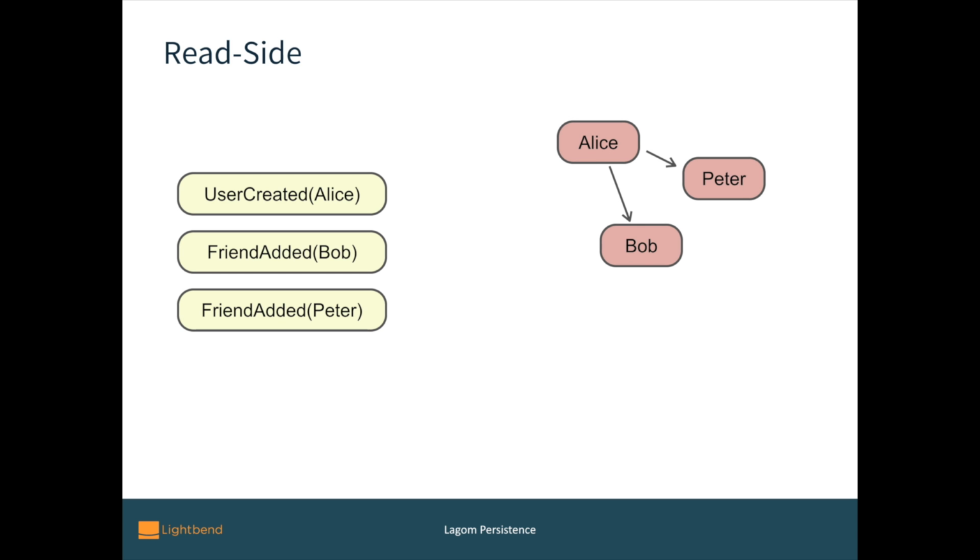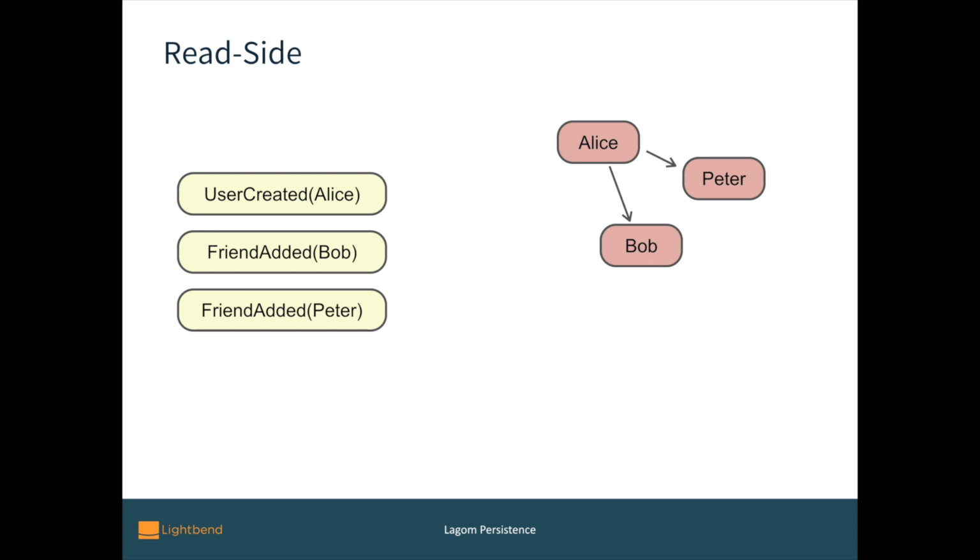The persistent entities hold the state of individual entities, but they cannot be used for serving queries that span more than one entity. You need to know the identifier of the entity to be able to interact with it. Therefore, you need to create another view of the data that is tailored to the queries that the service provides. A friend entity knows the friends that were added. For example, Alice added Bob and Peter as friends.